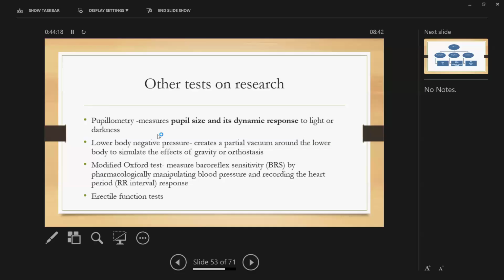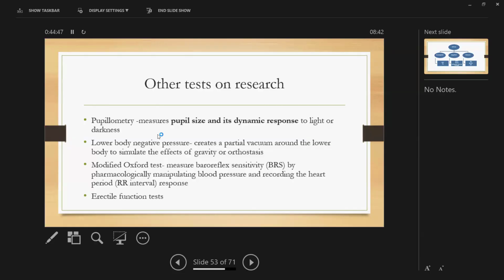Other tests, now commonly used in research, include pupillometry, which checks the pupil size, dilation and constriction to light and darkness, thereby checking the sympathetic and parasympathetic systems. Lower body negative pressure means we are artificially pooling the blood. The legs are placed in a closed chamber and there will be a vacuum, so the blood will get pooled in the legs. It is similar to the head tilt test, only here we are doing it with a vacuum.